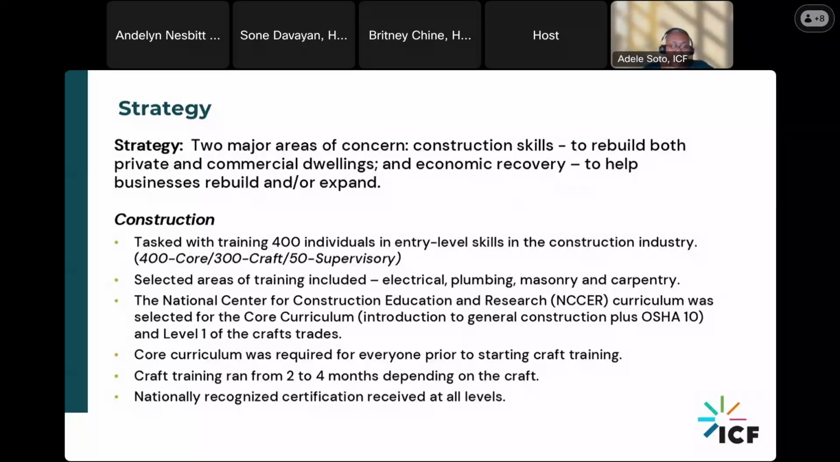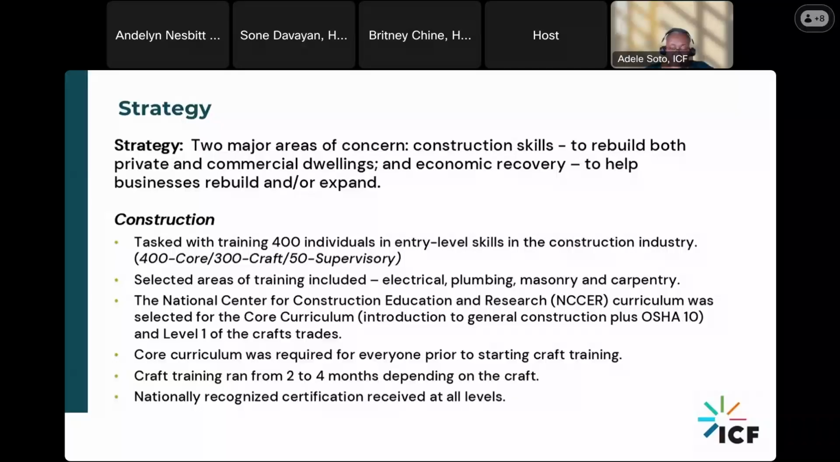One, to enhance the construction sector and contribute to the economic recovery by helping employers get their businesses back on track. In construction, using trainers certified in National Center for Construction Education and Research, or NCCER, curricula, our goal was to train 400 workers in their core curriculum, which includes General Introduction to Construction Trades and OSHA 10, both with certification. 300 of those individuals were then to move on to level 1 in one of the trades, such as electrical, plumbing, masonry, or carpentry.